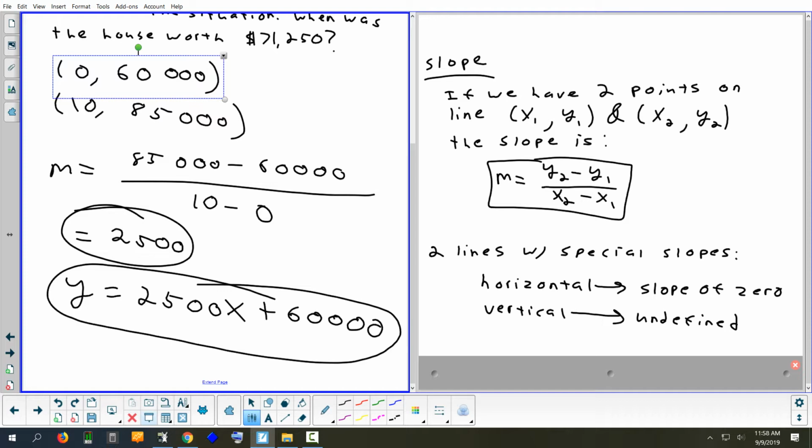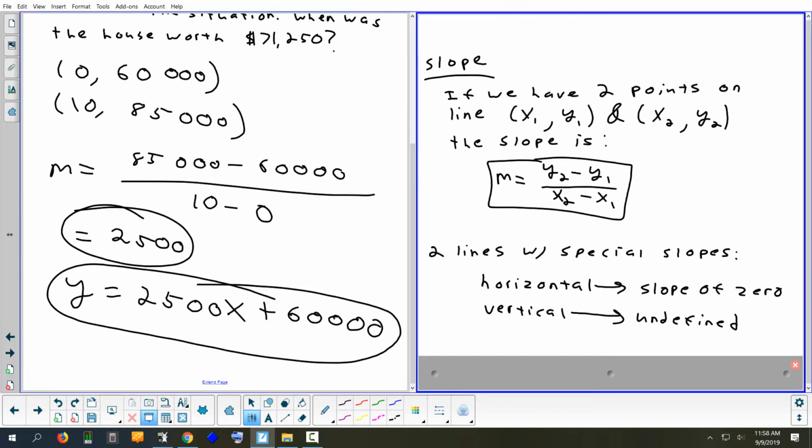Now if you wanted to find when the value of the house was $71,250, you'd plug that in for y and solve it, either with algebra or with the graphing calculator. Okay, so really quick, that's how you find slope. Two special cases with slope: a horizontal line, perfectly flat, has a 0 slope. A vertical line is undefined. Those are the two special cases.